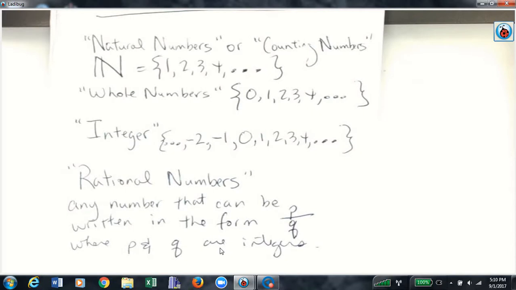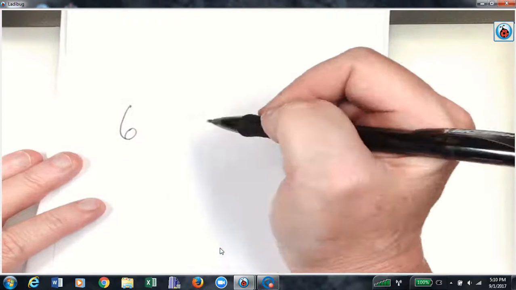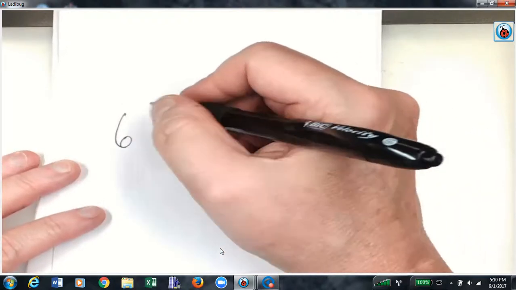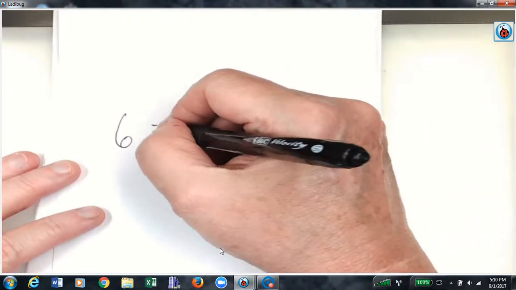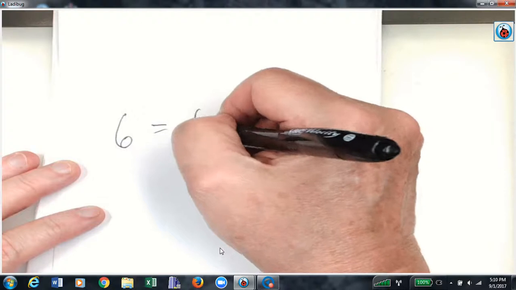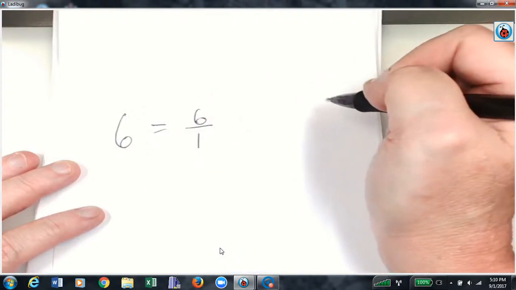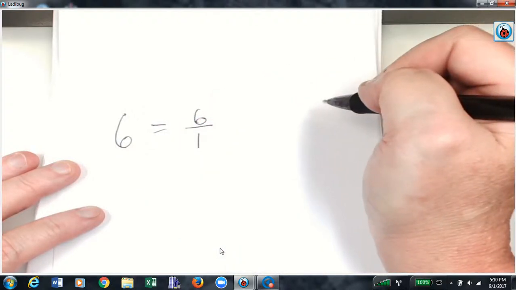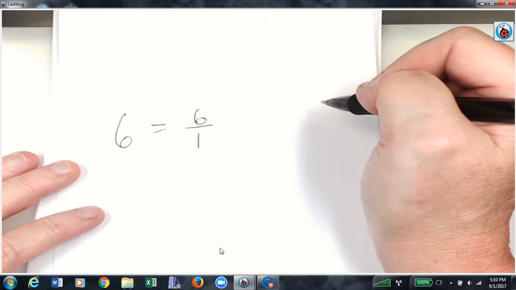Okay, so all of the natural numbers would also be rational numbers. All of the whole numbers would be rational numbers. All of the integers would be rational numbers because, well, 6 is a counting number. We all agree on that, yeah? But what's that fraction equal to? 6 over 1 is equal to 6.